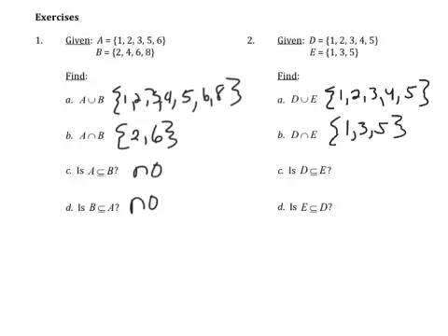So D union E is just D. D intersect E is just E. Is D a subset of E? Is everything in D part of E? That's no. But is E a subset of D? That's yes, because everything here shows up in D. So that's a little introduction to set theory, and we use union and intersection when we talk about combining areas.